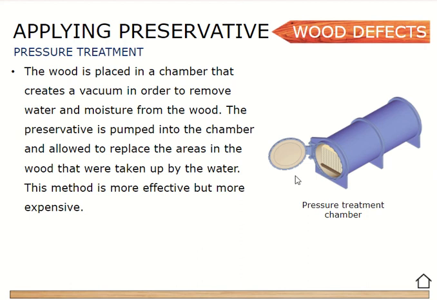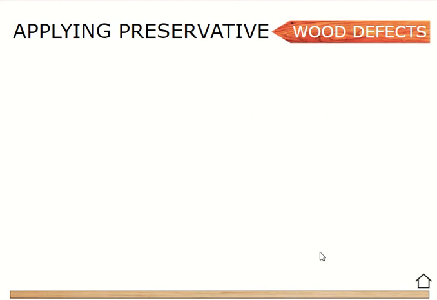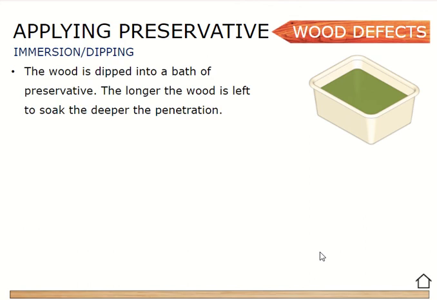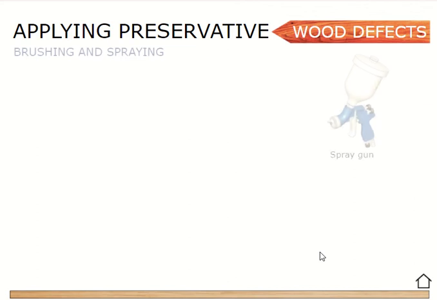So you can imagine the wood all goes into this. It's like a big barrel. All the wood goes in after it's dried out, and then they pressure treat it. Other ways is immersion or dipping. So the wood is dipped into a big bath. So it's just like whenever you go for a bath, it's just like dipping the timber into a big bath of preservative. That's called immersion.